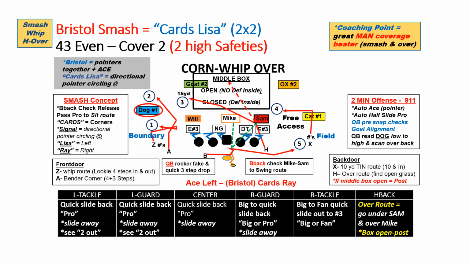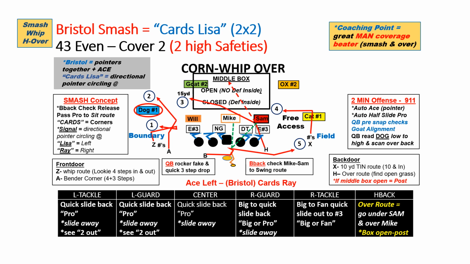The next Bristol pass concept is called a Bristol smash. This is the same as what we would do for a combination route, the Z and the A, with our waggle concept. You can see the A is going to go ahead and run a post bender corner, and then the Z will run a lookie and whip back out. The H, again with all Bristols, runs the over, looking for open grass, the X, the 10-yard and in, and the back is going to check release, checking the Mike to the Sam to the swing.